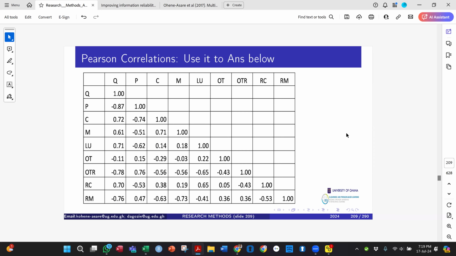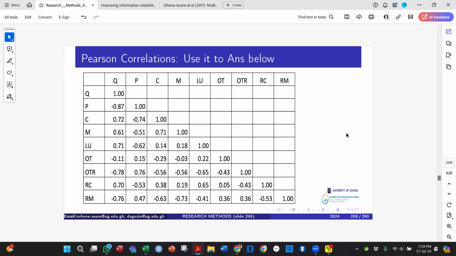Question number 1. Let's try to joke with this, play a little bit. What do you think is the correlation between price and price? Who can tell us? Price and price. Perfectly, it's 1. 1.0.